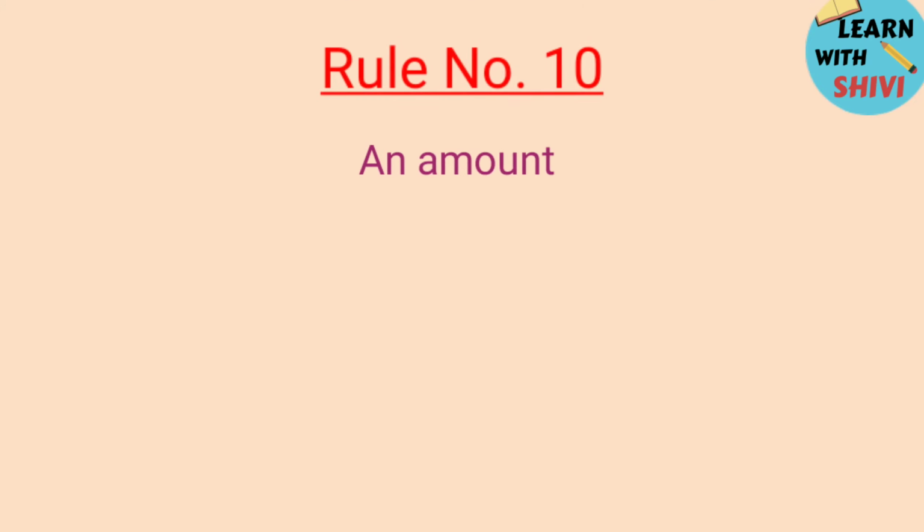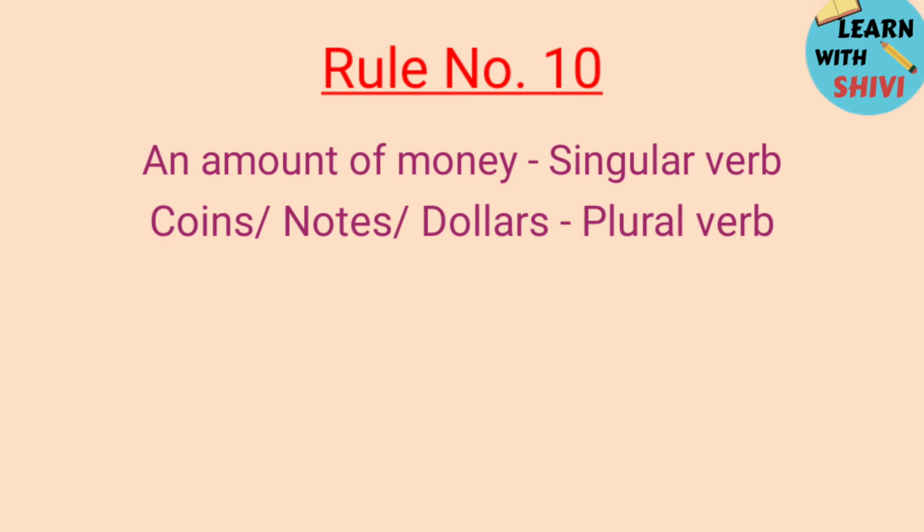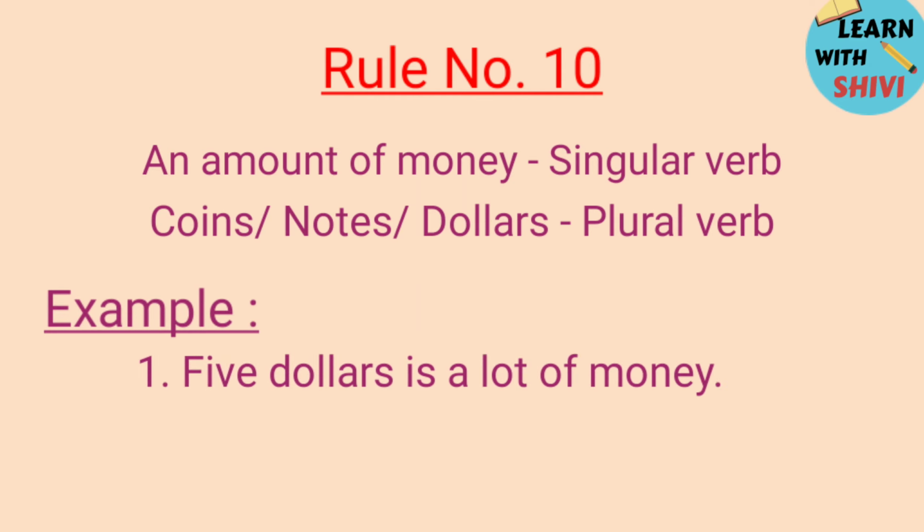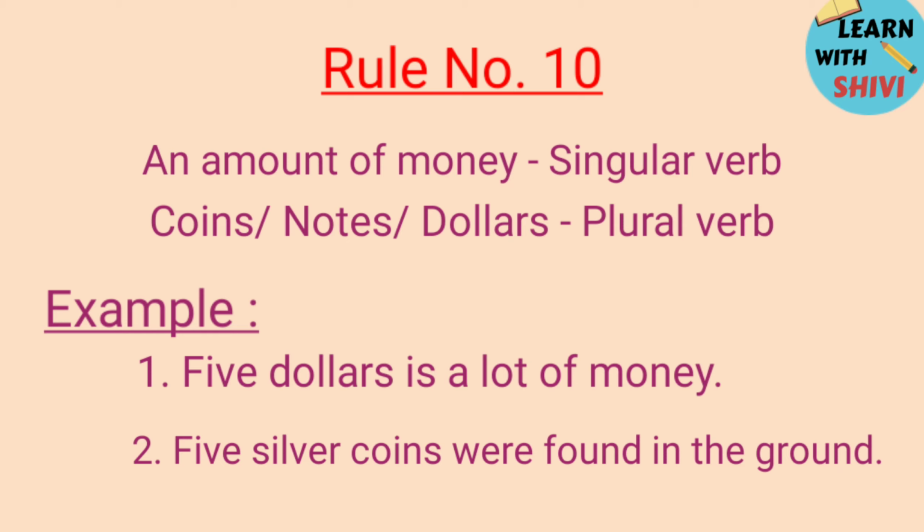Rule number 10. When talking about an amount of money, the subject requires a singular verb. But when referring to the coins, notes, or dollars themselves, a plural verb is required. For example, $5 is a lot of money. Here $5 represent a whole amount. Hence, a singular verb is used. In the next example, 5 silver coins were found in the ground. We are referring to the number of coins over here. That is why we have used a plural verb.